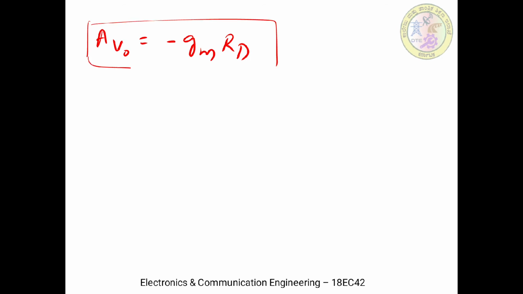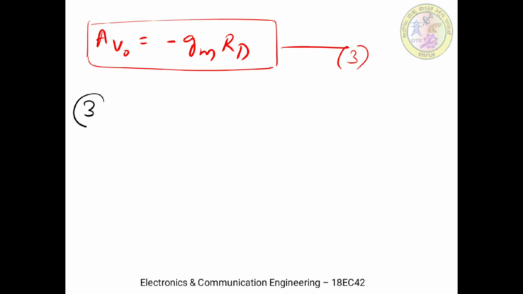In problems, if it is given to neglect R0, then we can make use of equation 3 to calculate the open circuit voltage gain. But if both RD and R0 values are given, then you need to consider equation 2 to calculate the open circuit voltage gain. Then the next important parameter will be the output resistance.